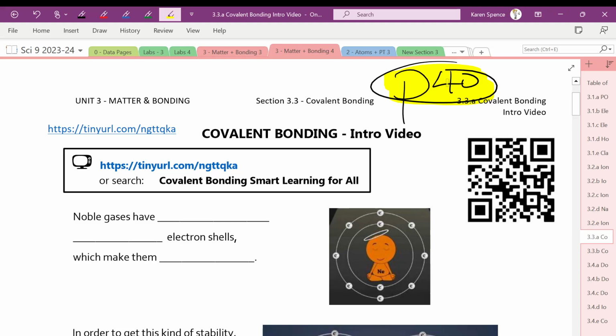All right, friends, what page are we all on? 40, excellent. And we're going to be looking at covalent bonding. All right, so here we go.